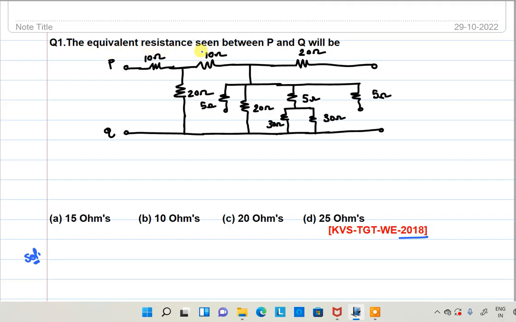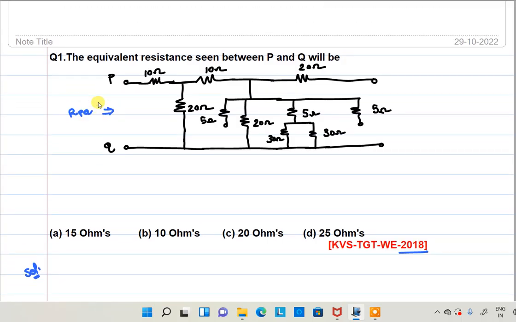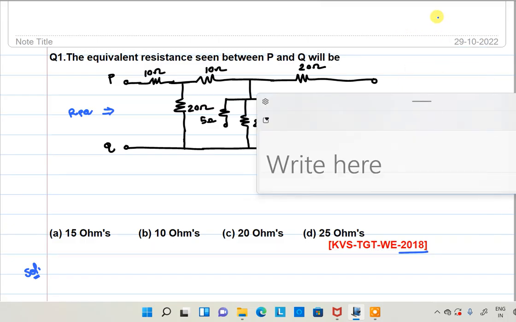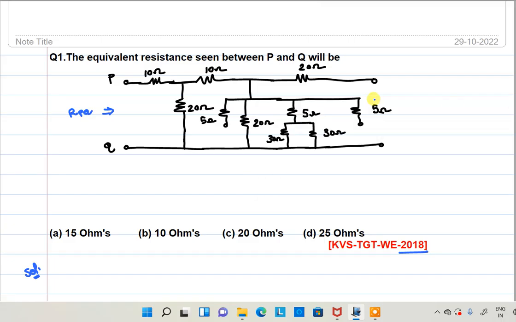The equivalent resistance seen between P and Q will be. So you should find out the equivalent resistance between these two terminals P and Q. While you are looking at this circuit diagram, it is a complicated and big circuit diagram. But in the examination, we have 1 minute, right? In this 1 minute, how to attempt the question, I will explain to you.